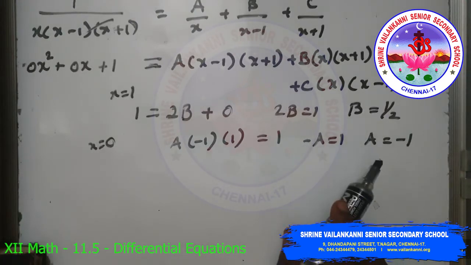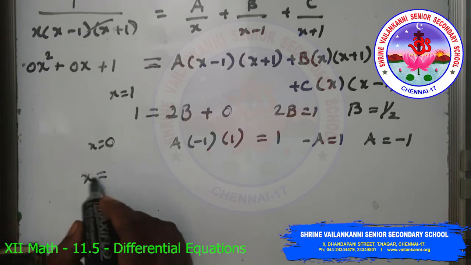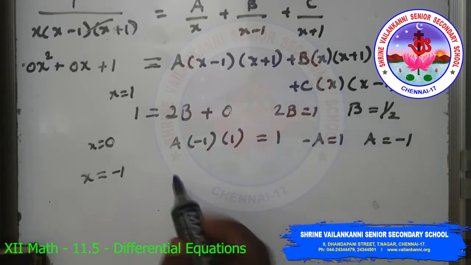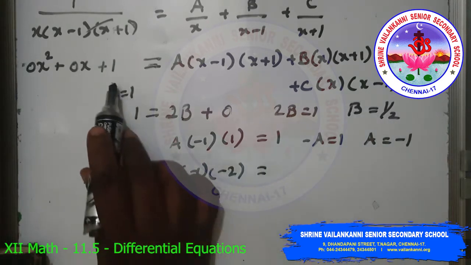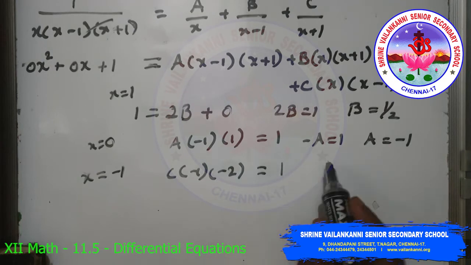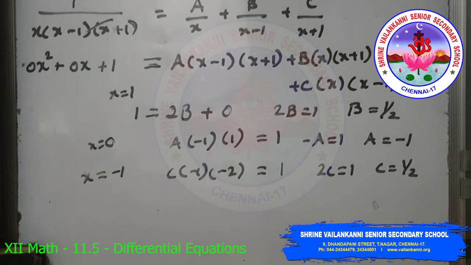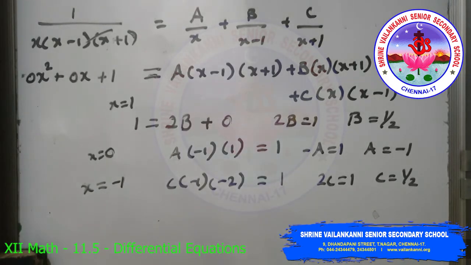So we found b and a, now we have to find c. Put x equal to minus 1, then a and b become 0, and c into minus 1 and minus 2 gives 2c, which is equal to the constant 1. So 2c equals 1, and c equals half. So we have a equal to minus 1, b equal to half and c equal to half. We have to substitute this in the equation and then integrate it.